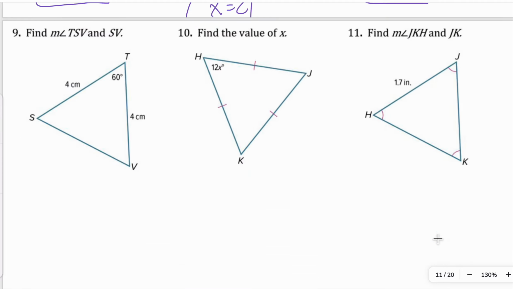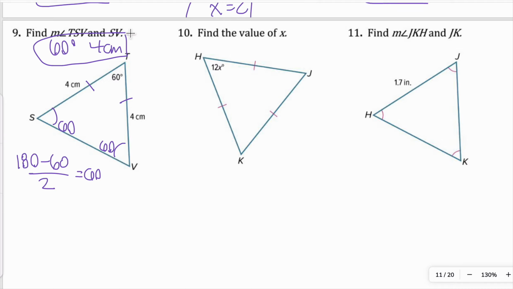Number 9, it's showing angle TSV. I'm trying to find TSV and SV. I have 60 degrees. I already see that I have 2 equivalent sides. That means I would have 2 equivalent angles down here. Once again, we're noticing that if I take away 60 from 180 and cut it in half, I'm still left with 60-degree angles. So TSV is 60 degrees and SV is 4 centimeters. Once again, proving it's an equilateral.